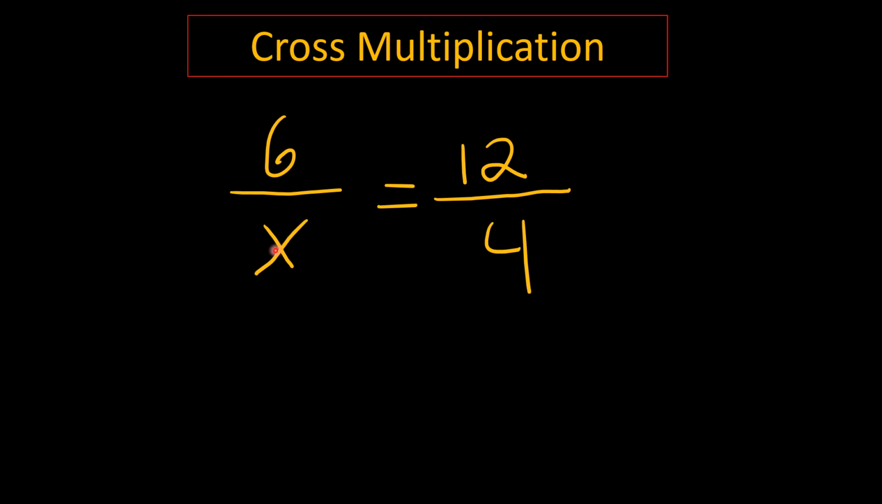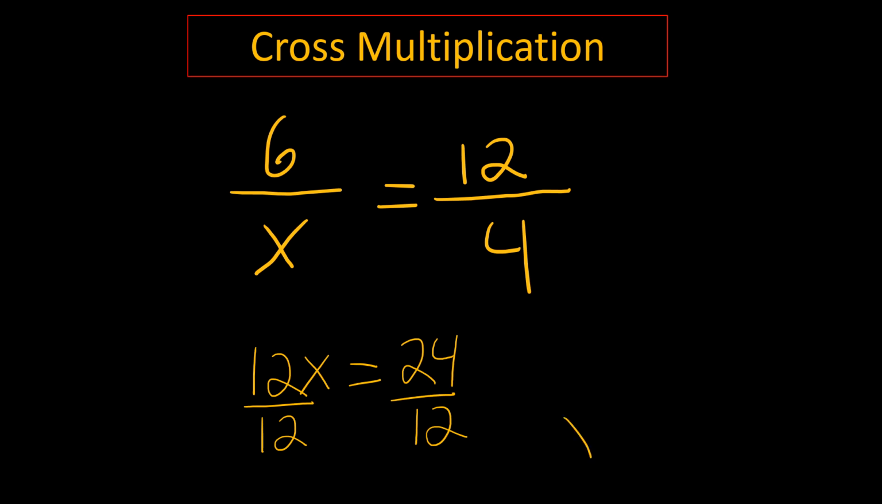So the first thing I'm going to do is multiply x times 12. This gives you 12x. And I'm going to set this equal to 4 times 6. That's going to be 24. So now I just isolate x all by itself. 12 is being multiplied by x, so I'm going to need to divide by 12. And we get x is equal to 2.